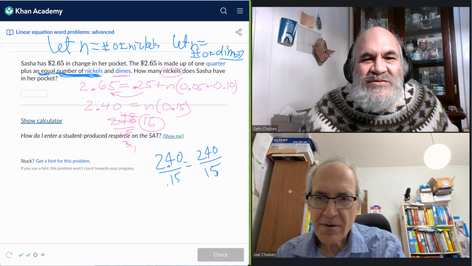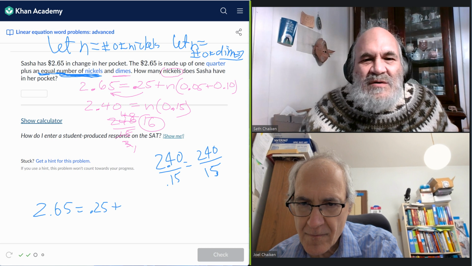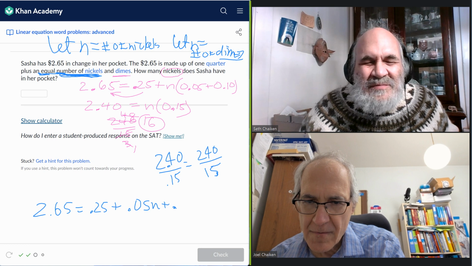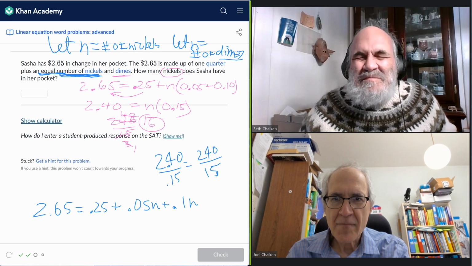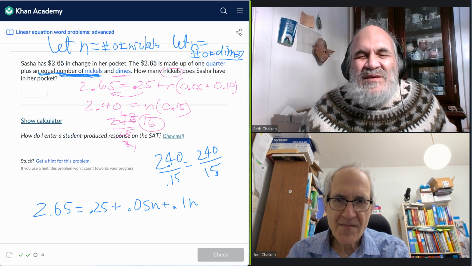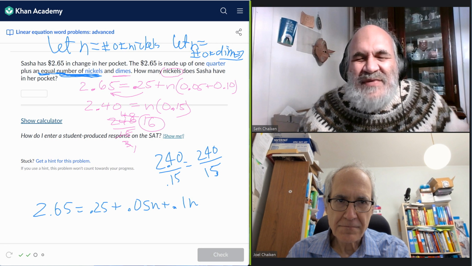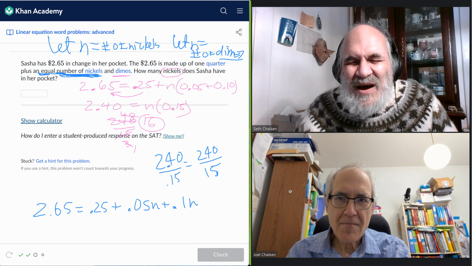But notice that the contribution to the total from the nickels and the dimes is that for each nickel, there's a dime. And so the contribution for one nickel, since the number of dimes equals the number of nickels, is the value of the nickel plus the value of the dime.